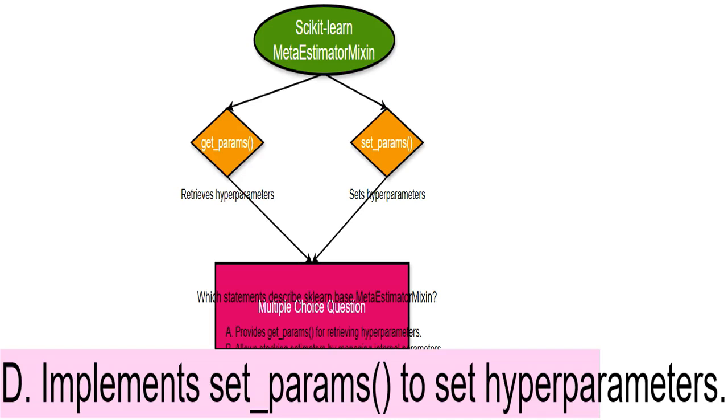Option D mentions that MetaEstimatorMixin implements set_params to set hyperparameters. This is a core functionality. It allows for modifying the model's configuration after creation, similar to how you tune the settings on a machine before starting it. This is essential for controlling how a model learns.